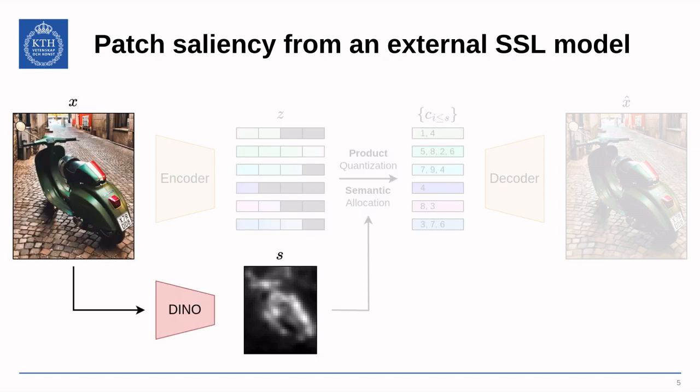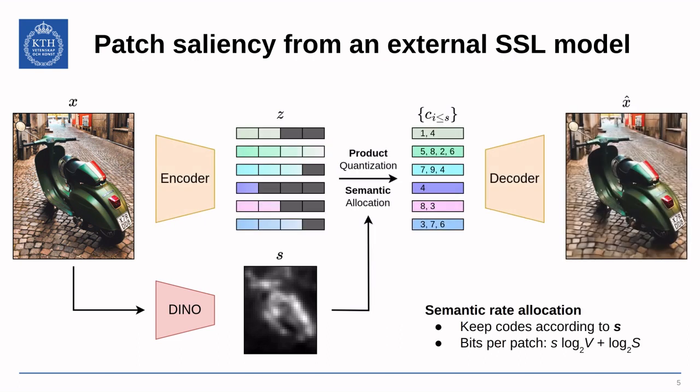We use the attention map of a pre-trained Dino model as a proxy for saliency estimation that requires no external supervision. These models have been shown to learn strong features that correlate well with human perception, and therefore are a good choice for semantic compression. Given an image, its Dino saliency map, and a rate budget, we choose how many quantization indices to keep at a cost of log v bits per code per patch. Additionally, we need to store the number of selected codes, which takes log S bits per patch.